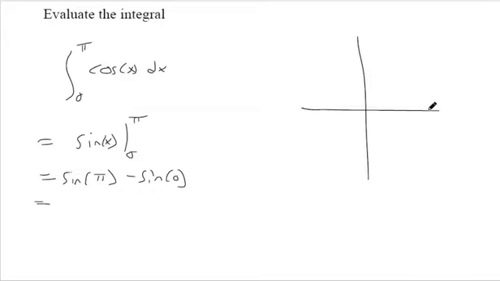So pi is halfway around the unit circle. So this y coordinate is 0. And then sine of 0, that's an angle that's right where it begins on the initial side. So that's also 0. So the answer is 0.